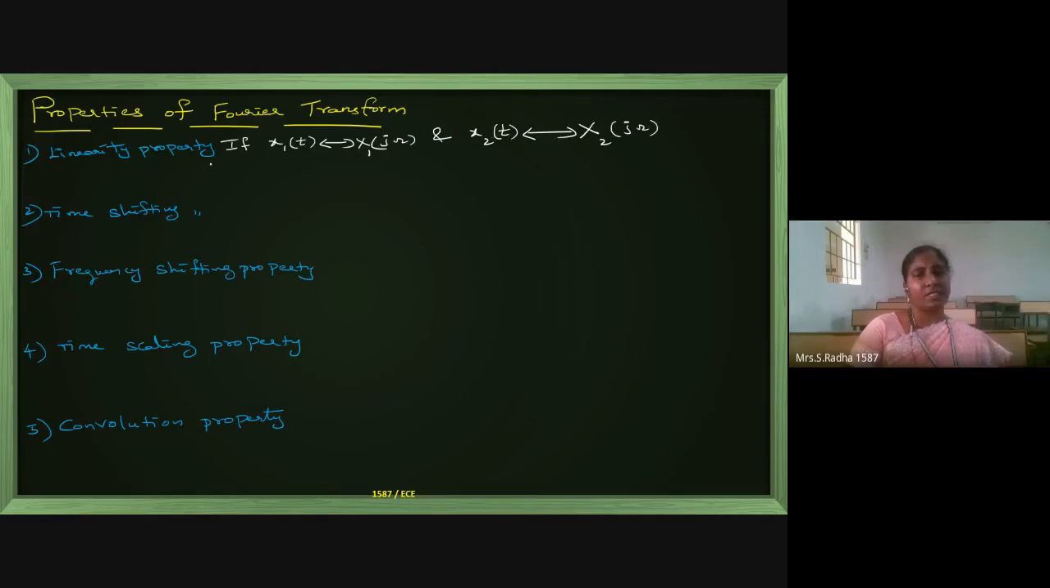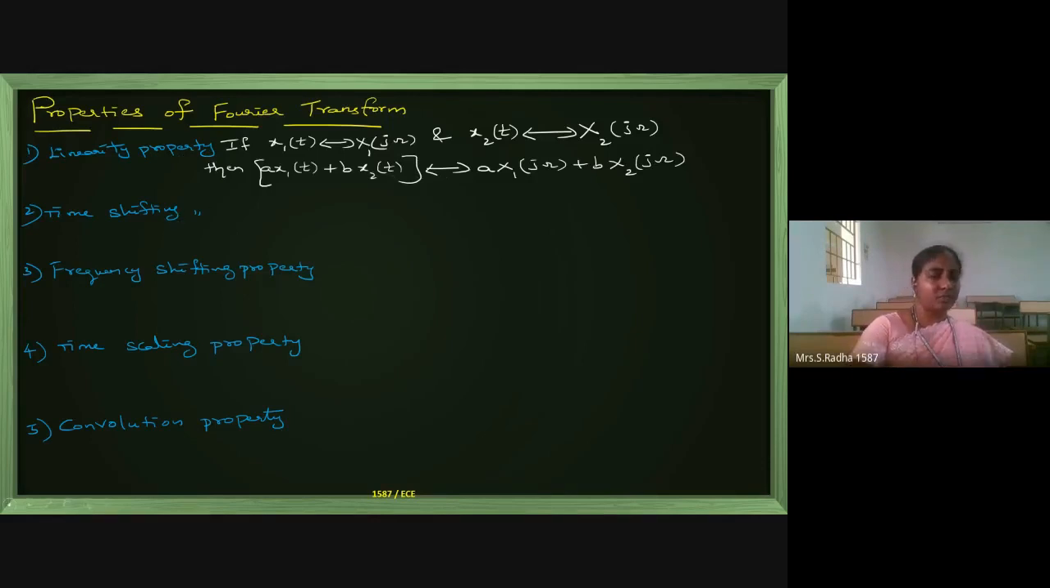This is the if condition. Then a into x1 of t plus b into x2 of t, the Fourier transform is a into x1 of j omega plus b into x2 of j omega. This is the Fourier transform. This is called linearity property.